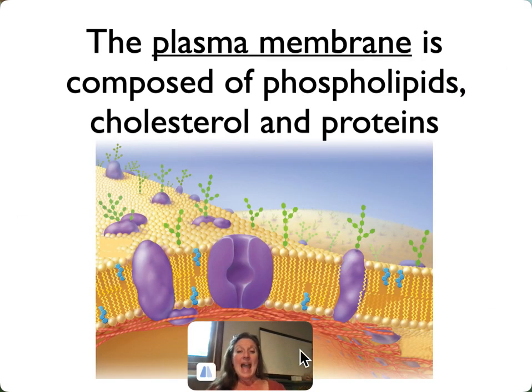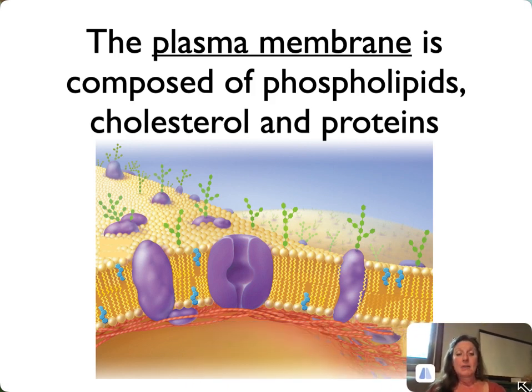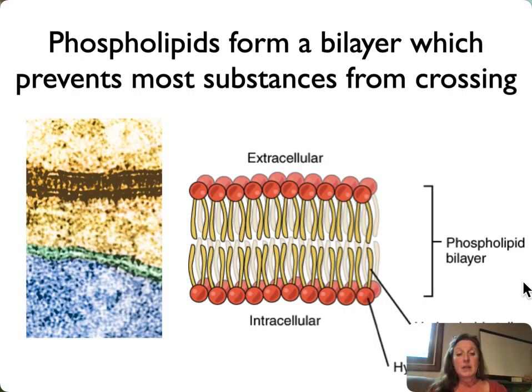Every cell is surrounded by a plasma membrane. The plasma membrane is composed of three main things: phospholipids, cholesterol, and proteins. Now, phospholipids we saw in the topic on organic molecules. These are fatty acids that are connected to a glycerol molecule, and then the third spot where a fatty acid might attach, if it were going to be a triglyceride, is actually occupied by a phosphate group.